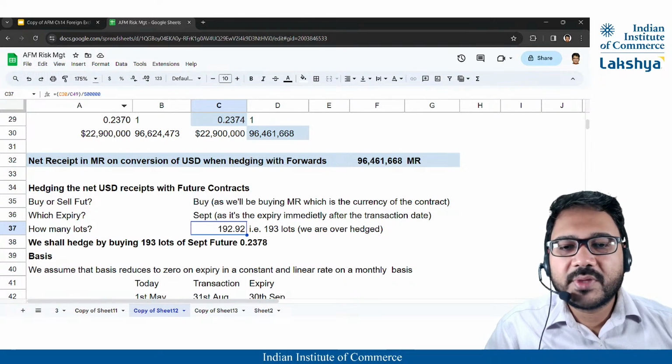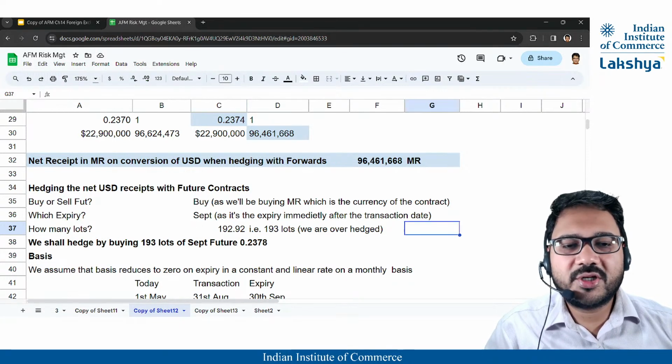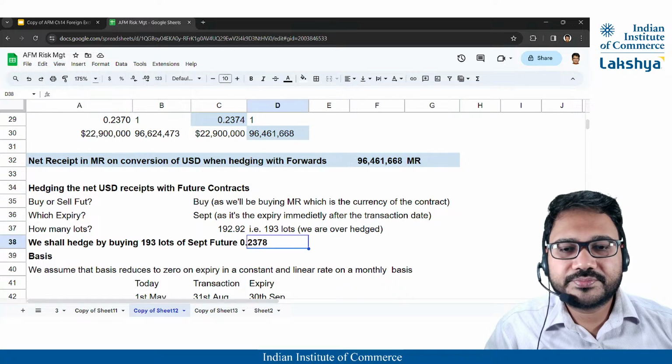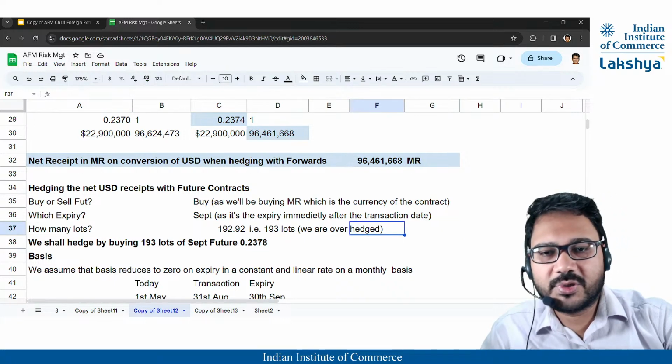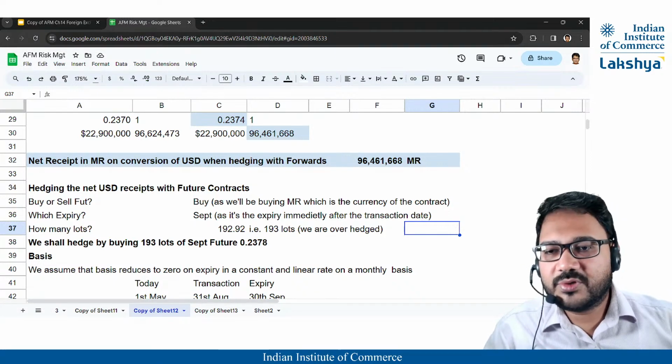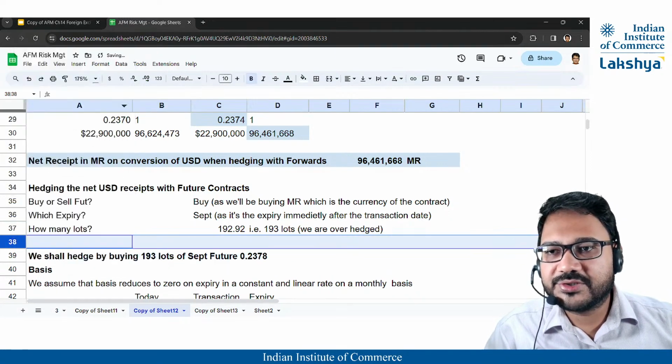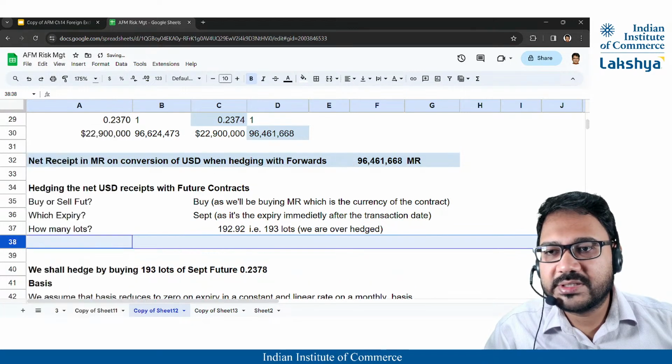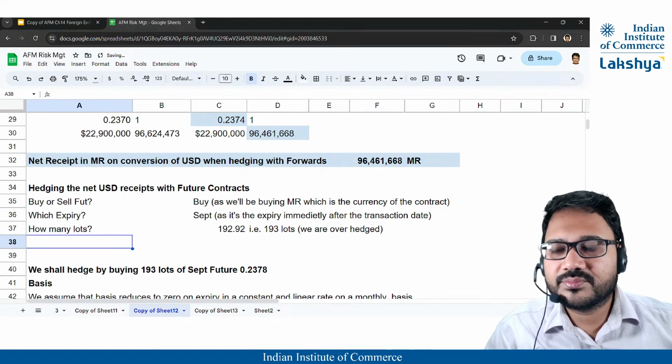Sorry, so how do we calculate the lot? Wait, I'll just do the calculation over here. Let me just give more explanation so it's easier for you to understand.